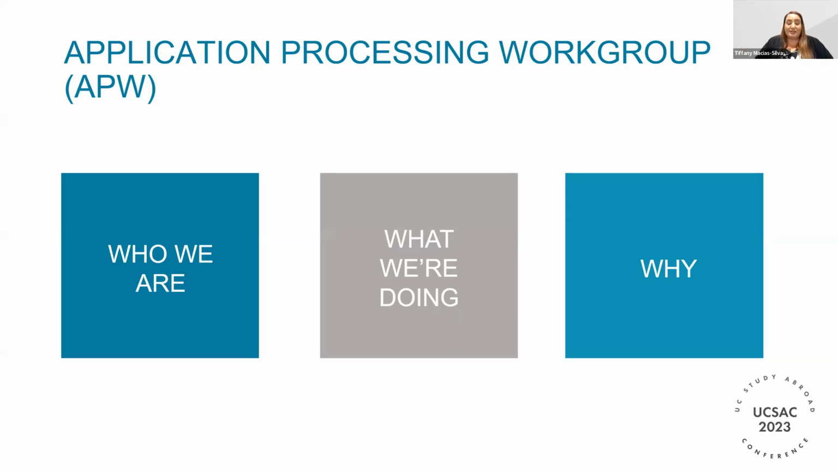The application processing work group is split into 3 subgroups: pilot, communications, and recruitment and retention. It was important for us to have as much representation as possible across the work group to ensure that everyone had a say in the development and to ensure that the new process would work for all stakeholders, including UCEAP and campus staff and students. Today, we're going to focus on the work of the pilot subgroup.